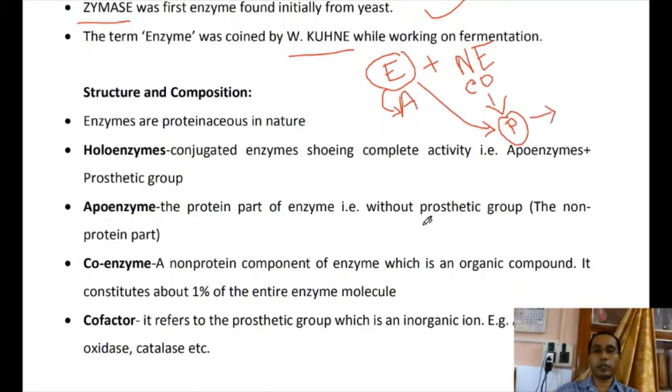You can see here, prosthetic groups. The non-protein part that cannot be separated from the enzyme unit is called prosthetic group. Coenzyme, a non-protein component of the enzyme, initially I told, is an organic compound.